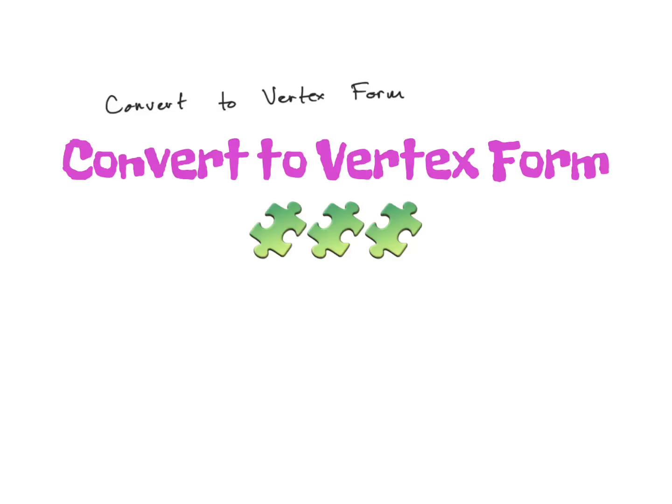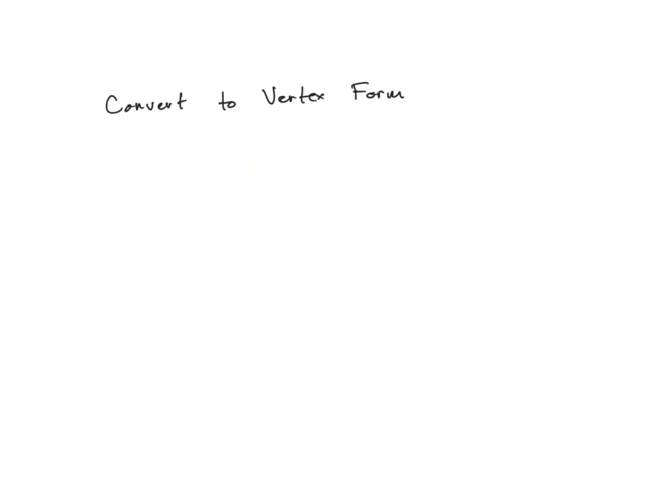Okay, welcome. We're talking about converting to vertex form. So again, we're using a quadratic equation, which is ax squared plus bx plus c. And we want to convert that into the vertex form, which is going to show us in the equation what our vertex is with h and k. H being the x-coordinate of our vertex, k being the y-coordinate of our vertex in our graph.